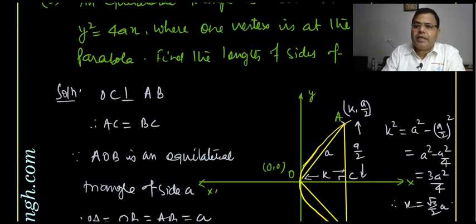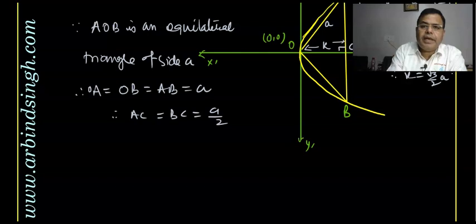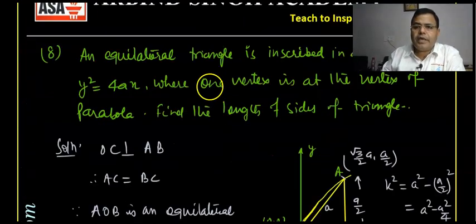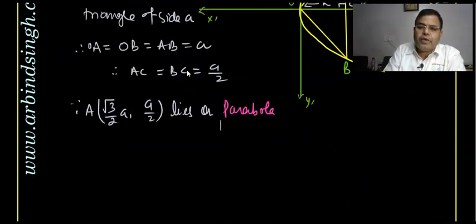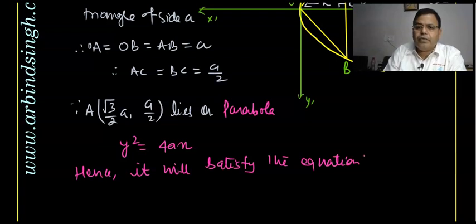So the coordinate of this will be, x coordinate will be root 3 by 2 a, comma a by 2 is the coordinate of A. Similarly, here k will be plus minus. Now, since root 3 by 2 a comma a by 2 lies on parabola y square is equal to 4x, hence it will satisfy the equation, and therefore y square, that is a square by 4, is equal to 4 into x.